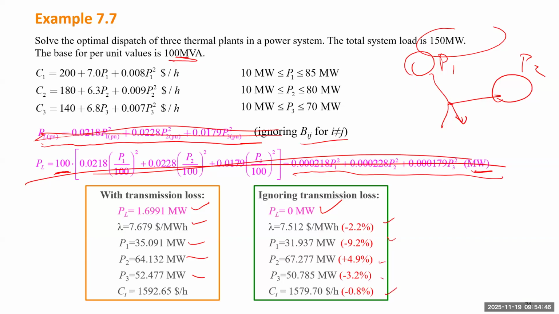If you compare the answer to the true solution, lambda changed by about 2%, and P1 changed the most, but because P1 is the smallest one, the true answer is 35. If you ignore the loss, unit 1 is generating about 32, and the others are all at similar values. The final total cost is only different by less than 1%. So it's not too bad, right? Okay.